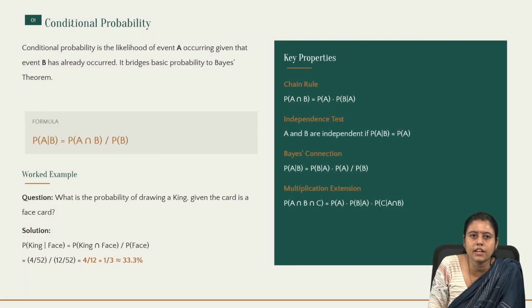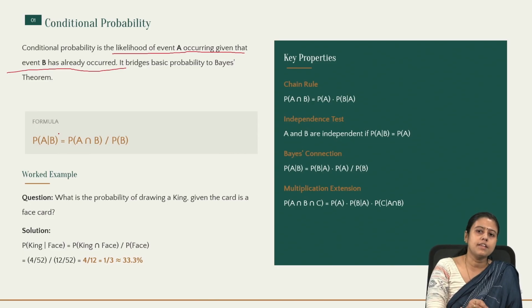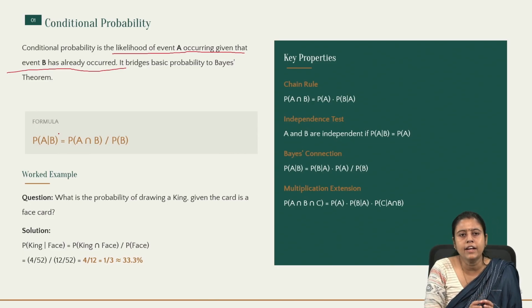So what is conditional probability? Conditional probability is the likelihood of A occurring given that event B has already occurred. Like the previous example, the child has taken 2 chocolates.